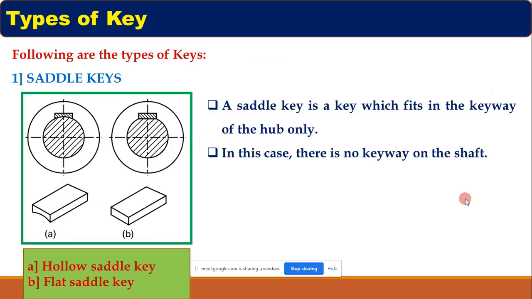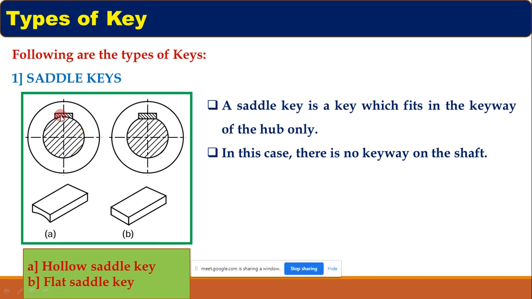Now the next part is types of key. The first type is a saddle key. Now you know what this external circle is. The external circle represents the hub. Hub is the part of the rotating machine element that is mounted on the shaft. A hub is always part of a gear, a coupling, a pulley, or a flywheel, and in it the keyway is produced. So this outer circle represents the hub, which may be a pulley, flywheel or coupling. The inner circle represents the shaft.